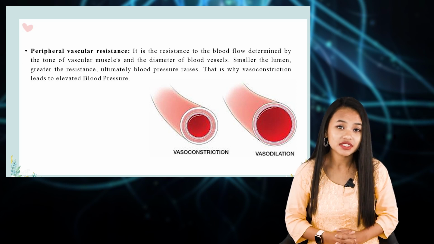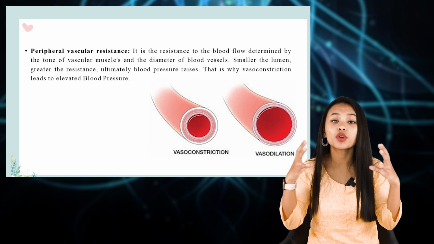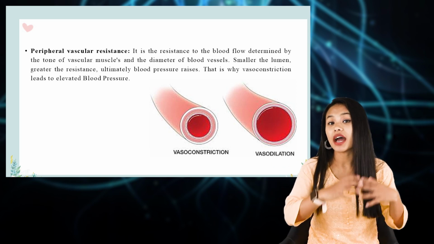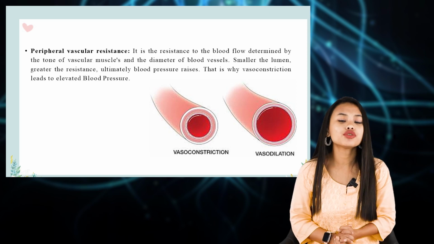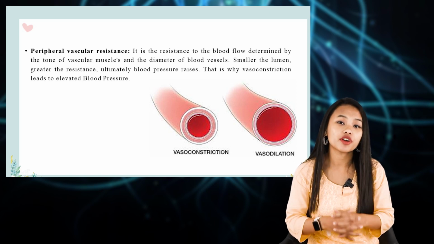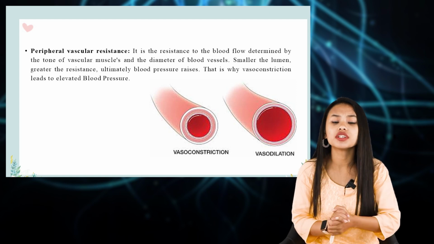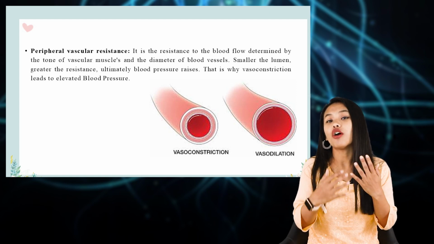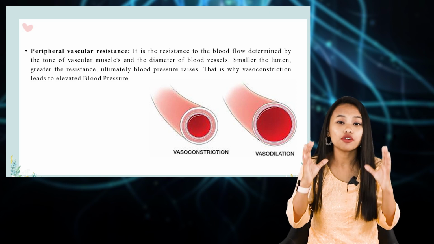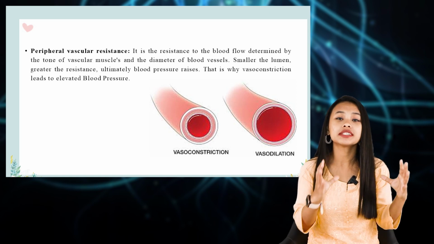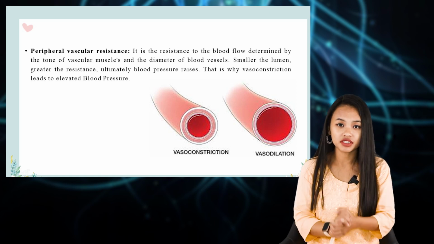So what happens here is that the smaller the lumen, the greater will be the resistance, and ultimately this will lead to an increase in the blood pressure of an individual. That is why vasoconstriction leads to an elevation of the blood pressure. So I hope you guys have understood what the peripheral vascular resistance does.